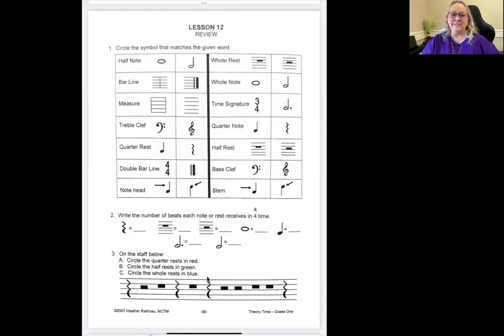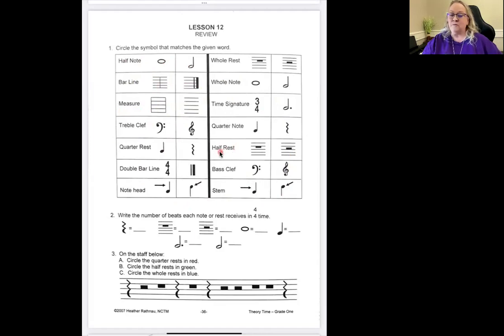So I'm going to share my screen here so we can take a quick look at this. So this first part, circle the symbol that matches the given word. This should be pretty easy for you. Okay, so you're going to circle which one of these two symbols is a half note, which one of these is a bar line, which one of these is a measure. Go through and do all of these. Make sure you know the difference.